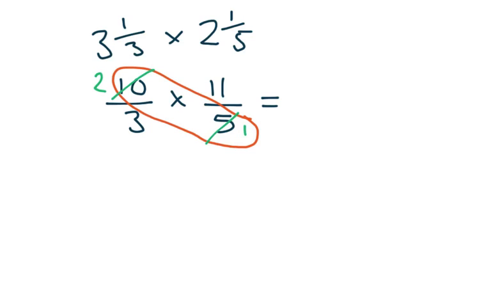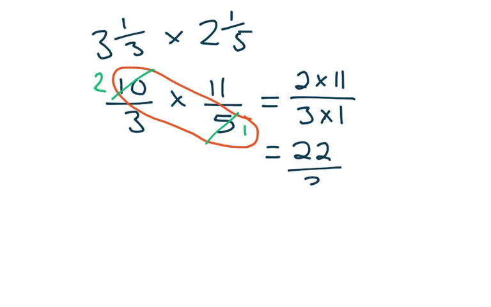It goes in twice. Now, across the top, we've got 2 times 11 over 3 times 1, which becomes 22/3, which then simplifies to 7 1/3, because 3 goes into 22 7 times, and we've got 1 left over.